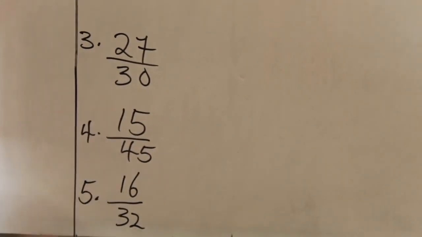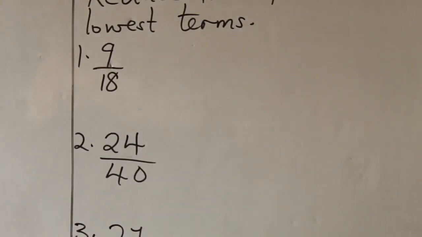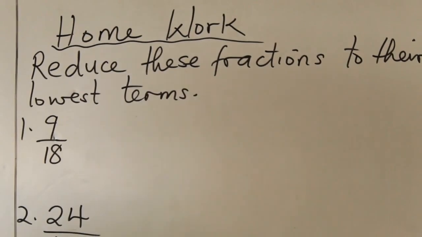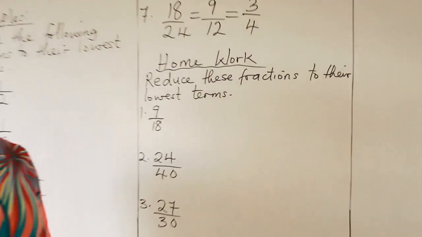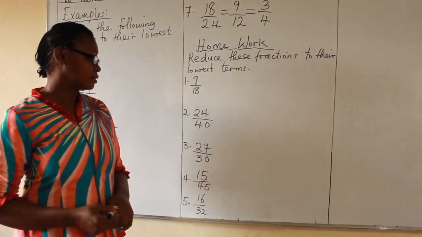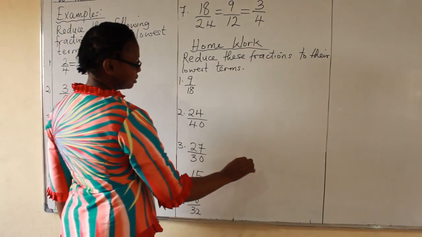As you are looking at the numbers, you might think they are so very big. But if you are fast enough, and if you think very fast, you'll be able to mentally reduce these to their lowest terms. They are very simple. So I want you to try those ones, and then you send it.